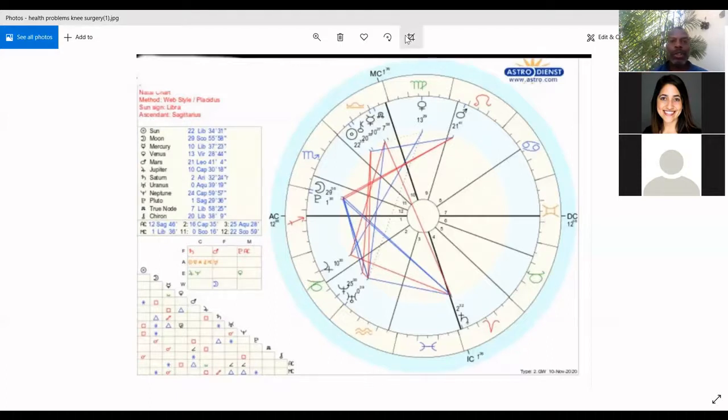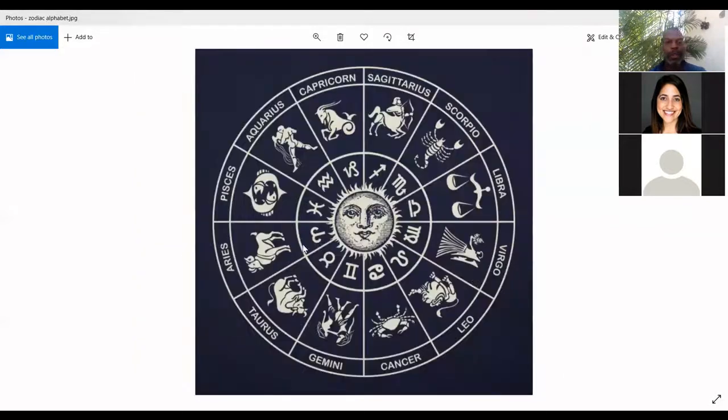So we're going to switch to the zodiac alphabet one for this one. Okay, so Aries and the first house represent the head. Taurus and the second house represent the throat. Gemini and the third house represent the arms and hands and shoulders. Cancer and the fourth house represent the chest and the breasts and the stomach. The fifth house and Leo represent the heart and the sides and the back. Virgo and the sixth house represent the viscera, the digestive system.